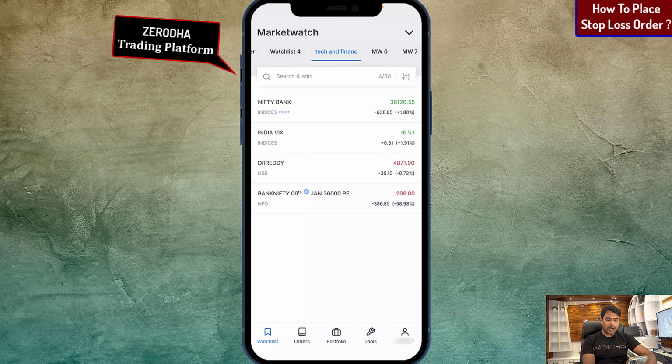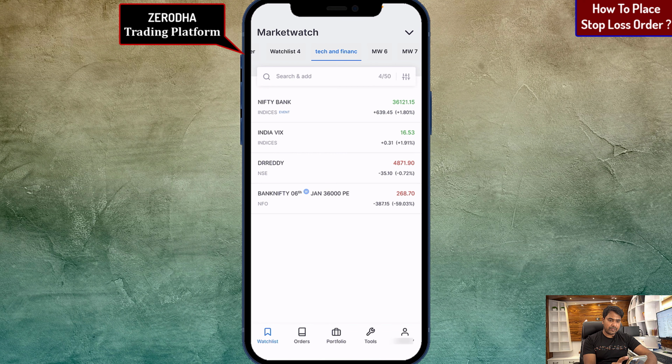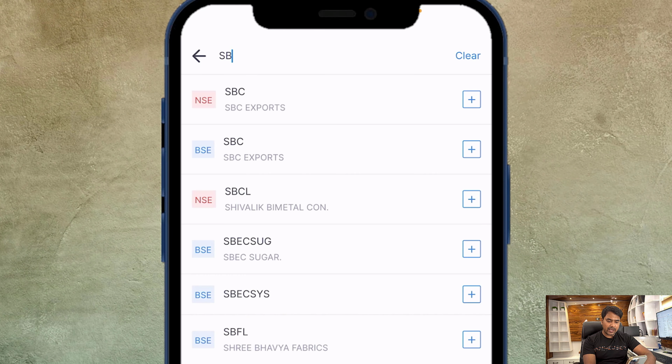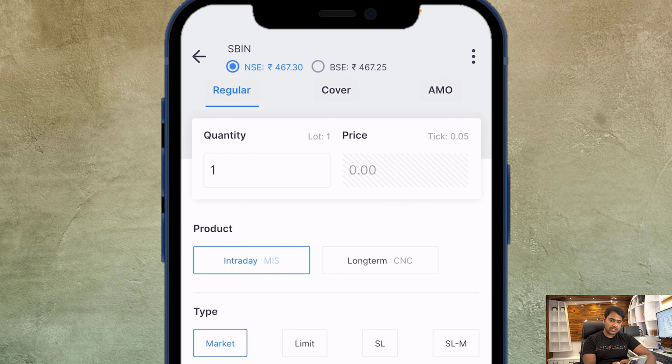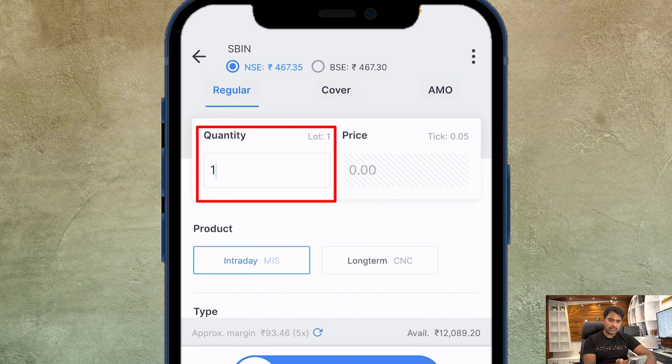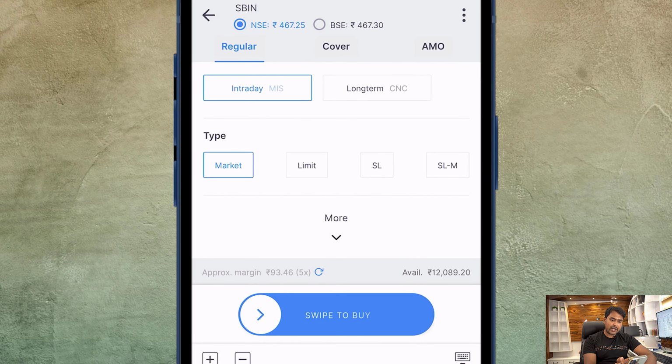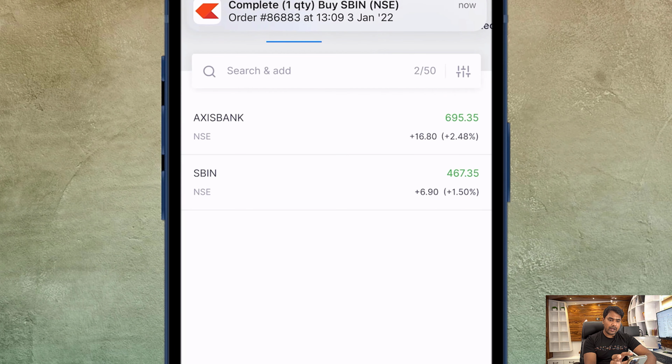So guys, you can see I have opened the Zerodha Trading Terminal. Let me add some stocks like SBIN. Okay, I have added SBIN to the watch list. So I am going to purchase the stock first, and then I would sell the stock first. Product type intraday and type market, right? So I have to buy, and I bought this stock.